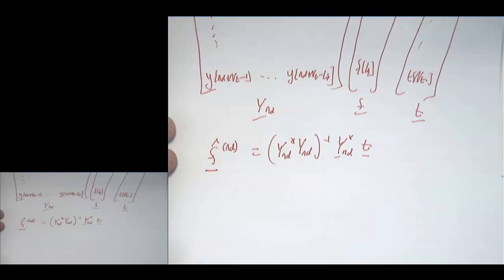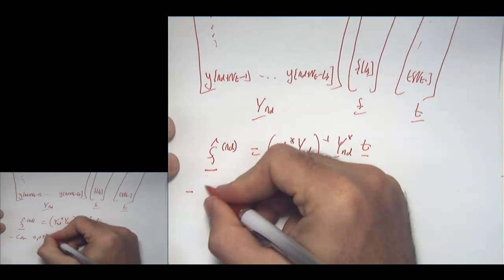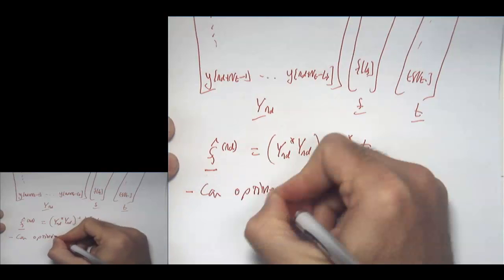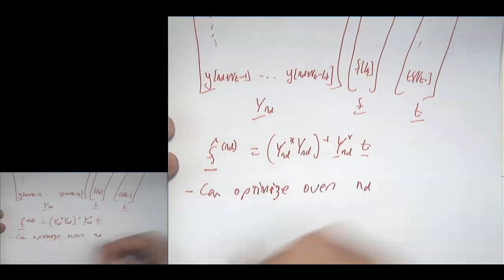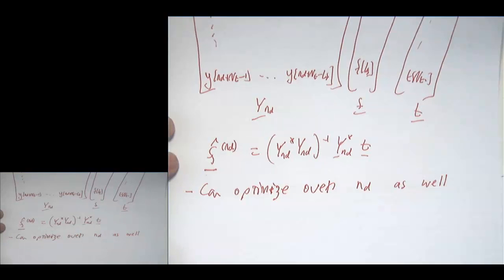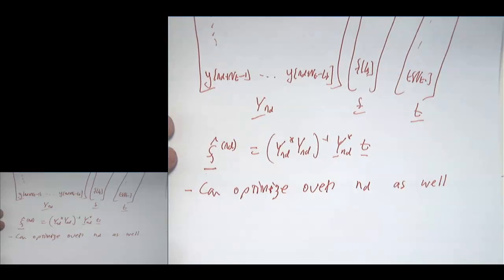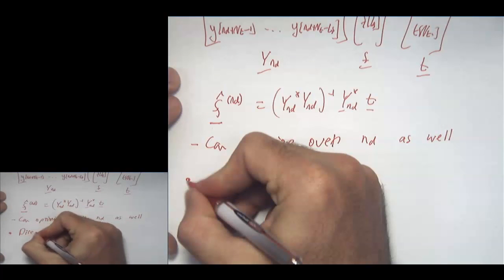And you can do a similar trick to optimize over the nd as well here. So, can optimize over nd. Okay, so here, let me just put some comments here on this direct versus indirect approach.